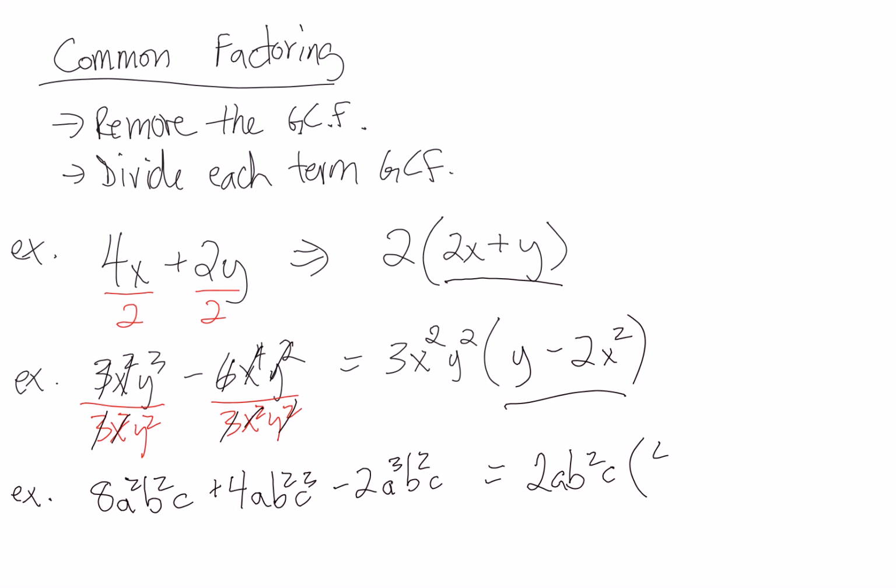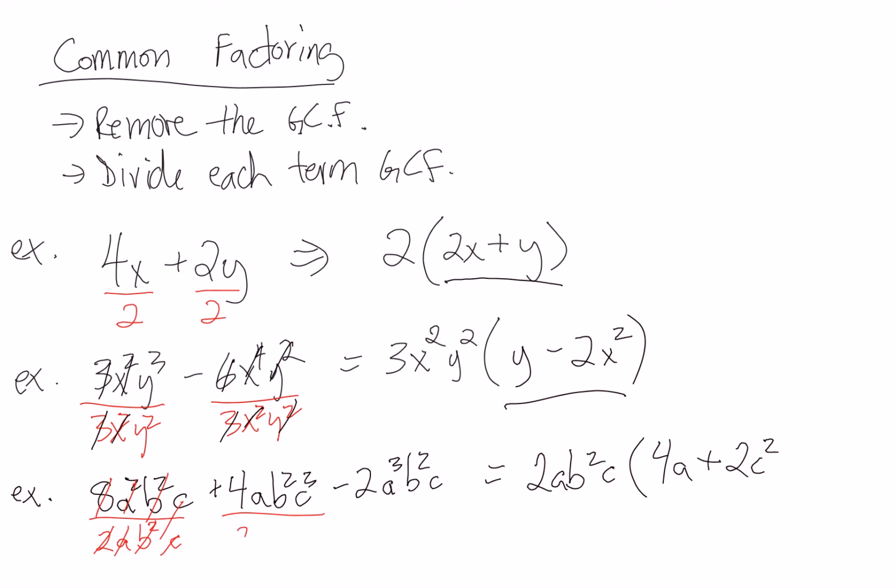So 8 divided by 2 is 4. A squared divided by a, so we have 1a left over. B squareds cancel, c's cancel. So that's it for the first one. The second one, 4 divided by 2 will be 2. A's cancel, b squareds cancel, and then we have c to the 3 divided by c. So you can see sometimes it's a little bit tough to do this. So that's why it's a good idea to write that greatest common factor underneath. So 2ab squared c. So you can see we canceled, all we got left was a 4 and an a, the rest were gone.